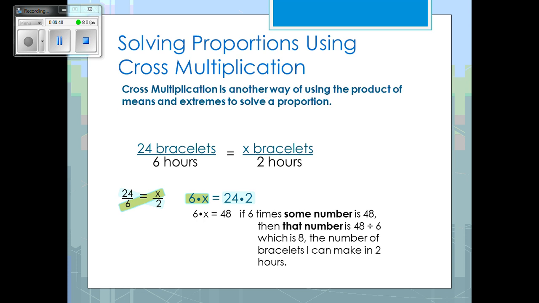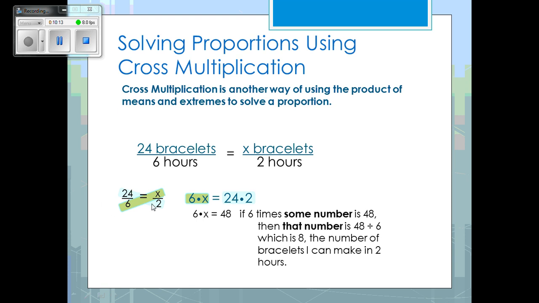Solving proportions using cross multiplication. Cross multiplication is just another way of using the product of means and extremes to solve a proportion. To use cross multiplication, we're going to set up our rates as fractions. So we have 24 bracelets over 6 hours is equal to some unknown number x over 2.